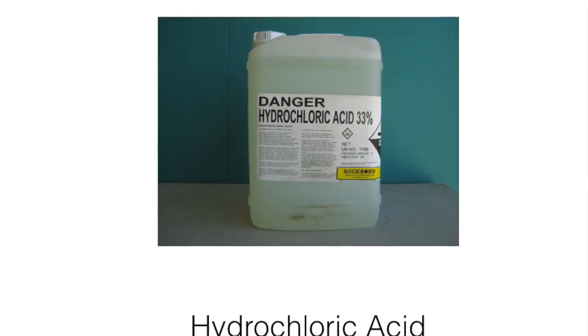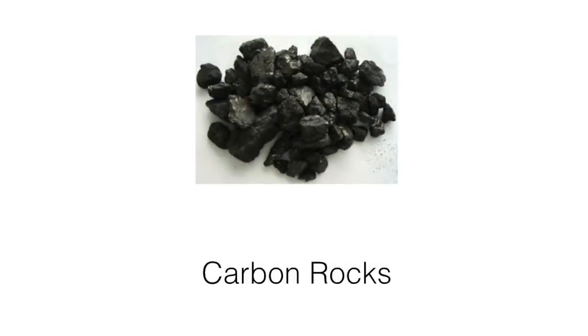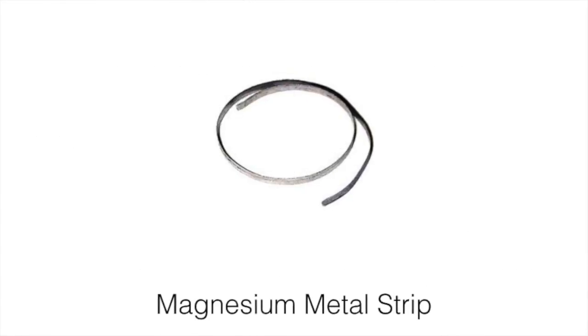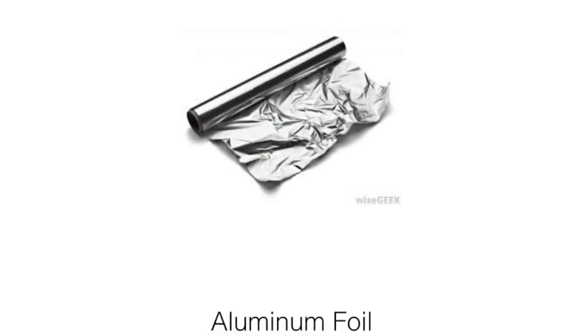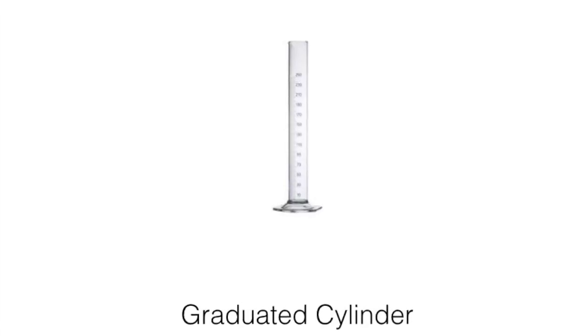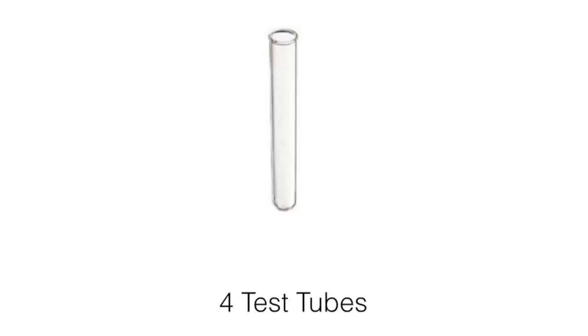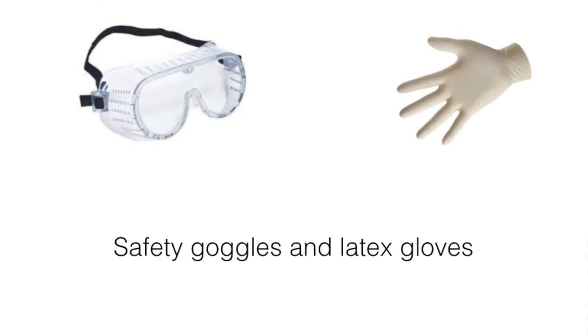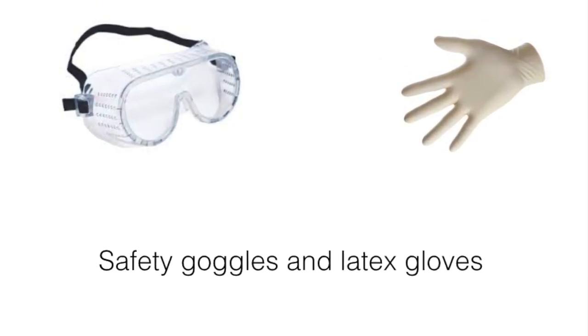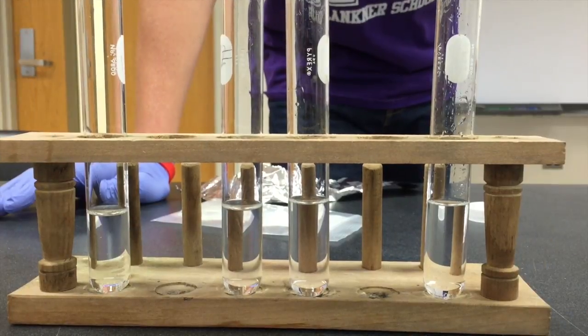What you will need for today's experiment: hydrochloric acid, carbon rods, magnesium metal strips, calcium metal, aluminum foil, a graduated cylinder, 4 test tubes, safety goggles, and latex gloves. And make sure you're with a parent or adult.